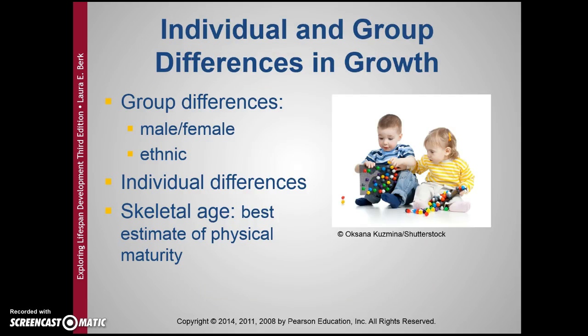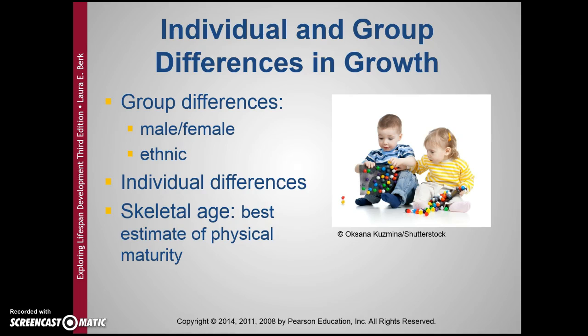So, a big thing about growth and development is no 2 children grow exactly alike. There's group differences, individual differences, and then skeletal age. Group differences are standard differences you would expect to see. The obvious difference between a male and a female. And that difference is the same with every male and female.